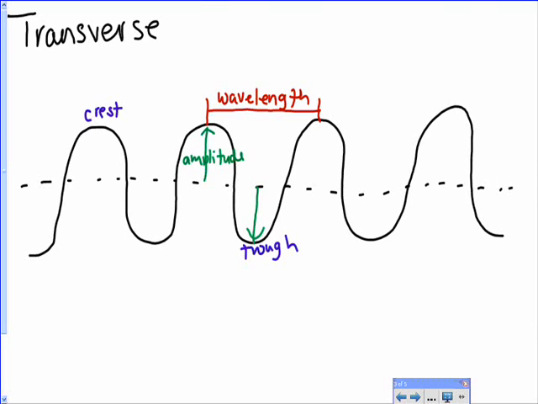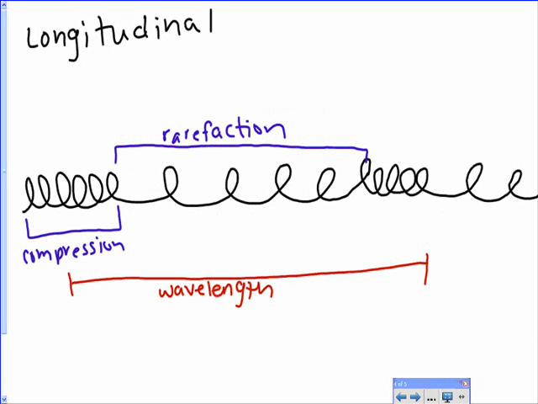Now let's look at longitudinal. Longitudinal, its wavelength is compression to compression, and I may have drawn it a little bit longer than it should be, but also rarefaction to rarefaction. Those are wavelength. Again, they're measured in meters. They're going to be like a distance because it is the distance of a wave.